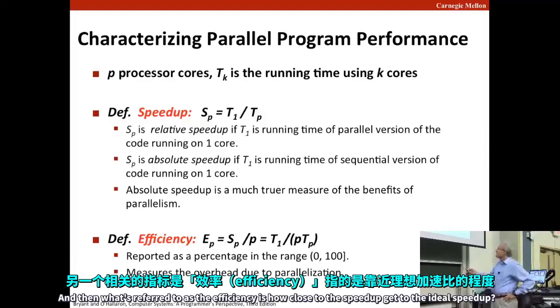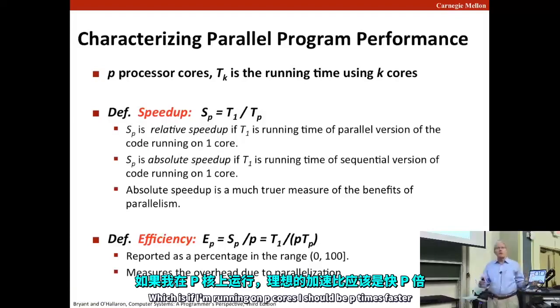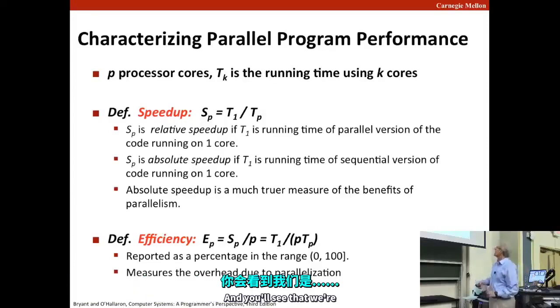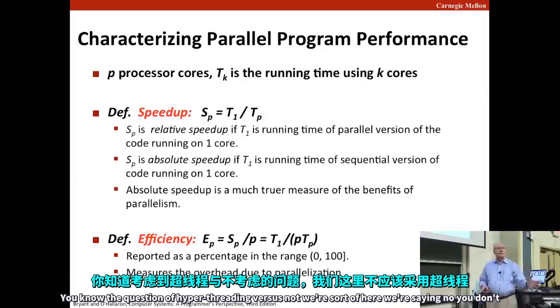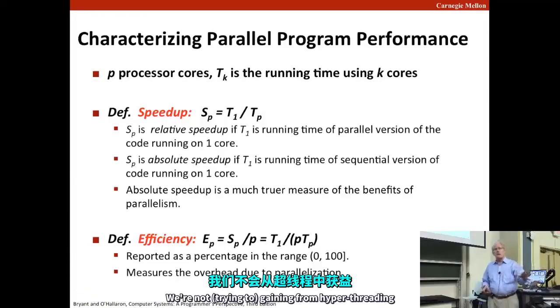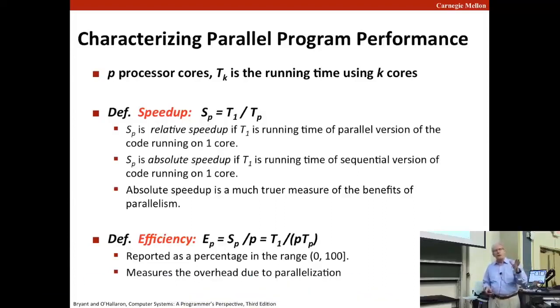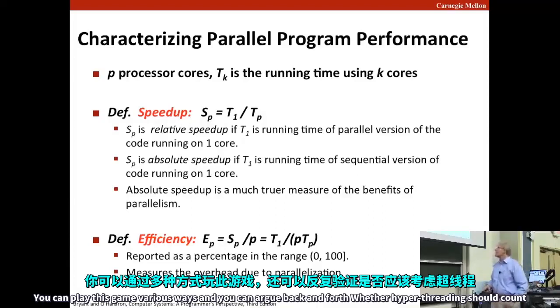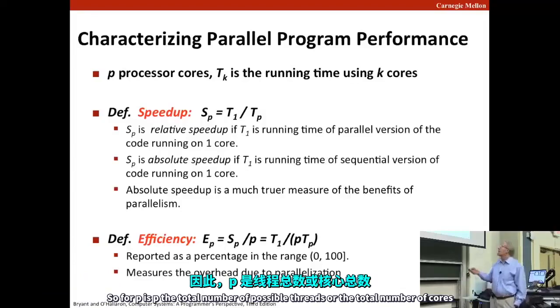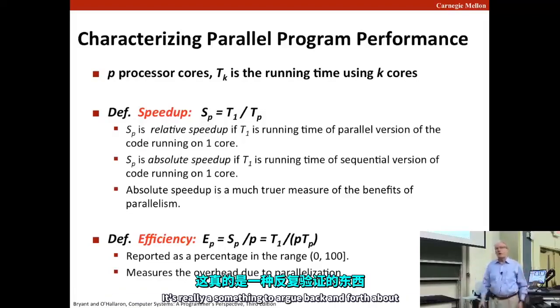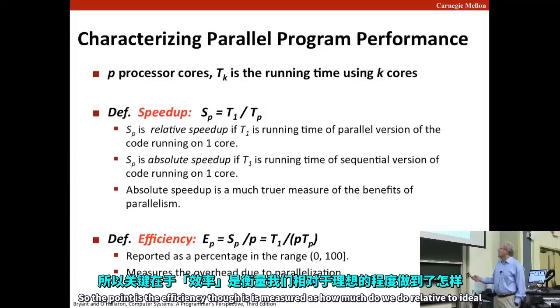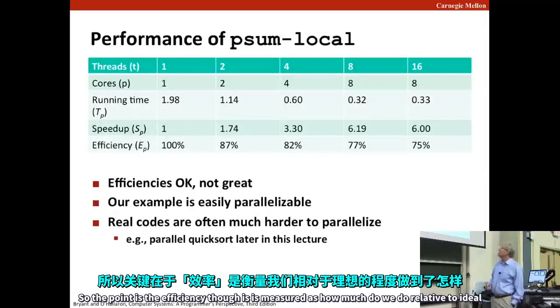And then what's referred to as the efficiency is how close the speed up gets to the ideal speed up, which is, if I'm running on p cores, I should be p times faster. On the question of hyperthreading versus not, here we're saying we're not trying to gain from hyperthreading. You can play this game various ways, and you can argue back and forth whether hyperthreading should count. So for p, is p the total number of possible threads or the total number of cores? That's something to argue back and forth about. The point is that efficiency is measured as how much we do relative to ideal.